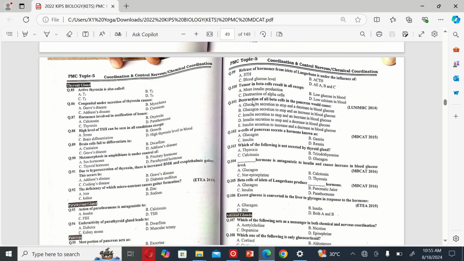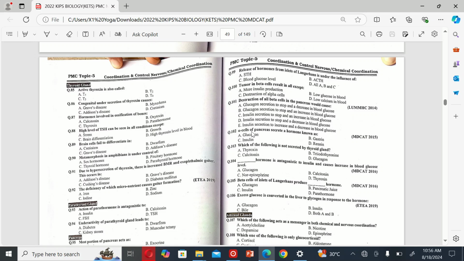The next MCQ is: the destruction of all beta cells in the pancreas causes A. Glucagon secretion to stop and decrease in blood glucose, B. Glucagon secretion to stop and increase in blood glucose, C. Insulin secretion to stop and increase in blood glucose, D. Insulin secretion to stop and decrease in blood glucose, and E. Insulin secretion will increase and a decrease in blood glucose. So the correct option is C.